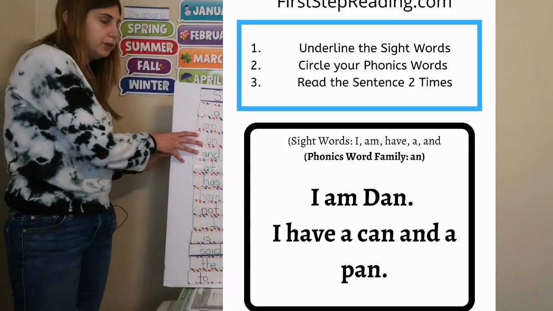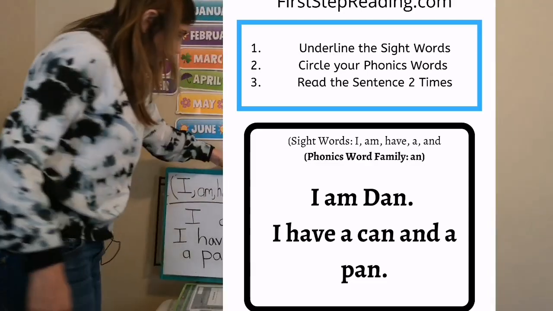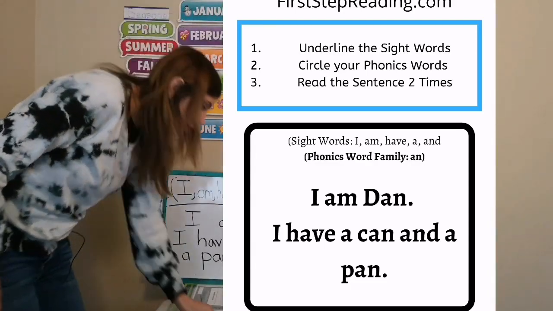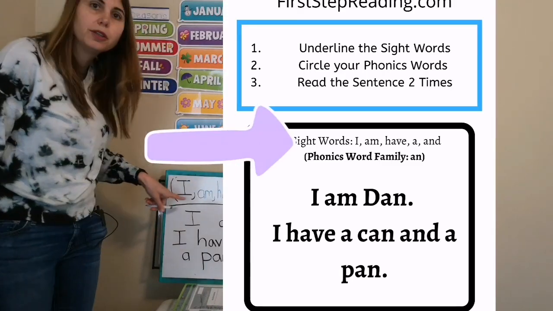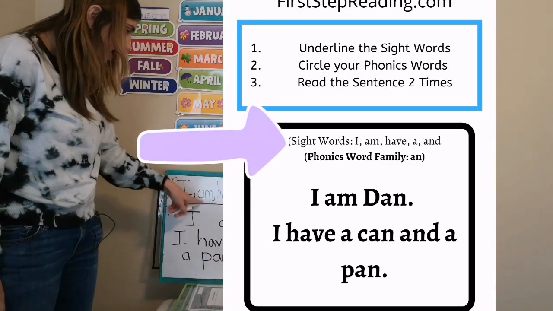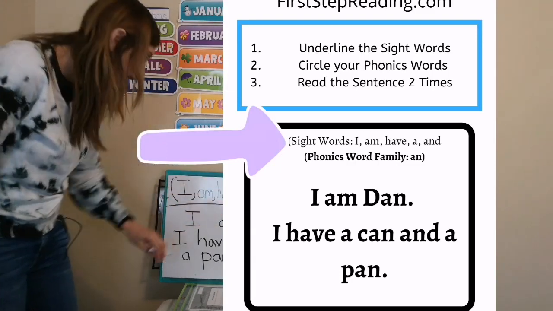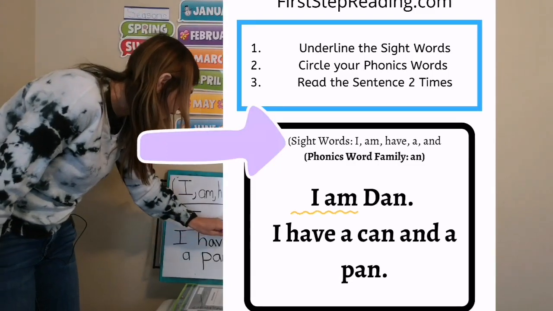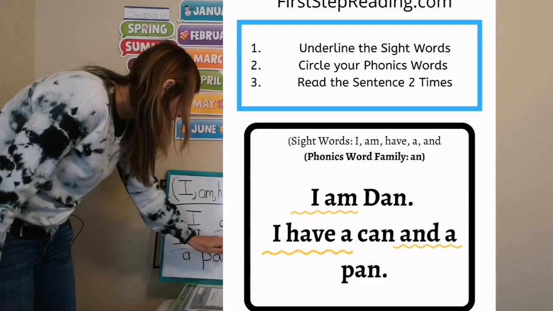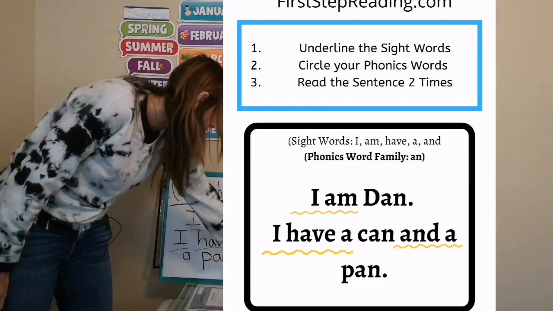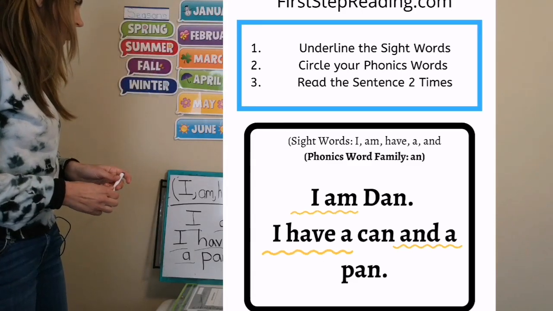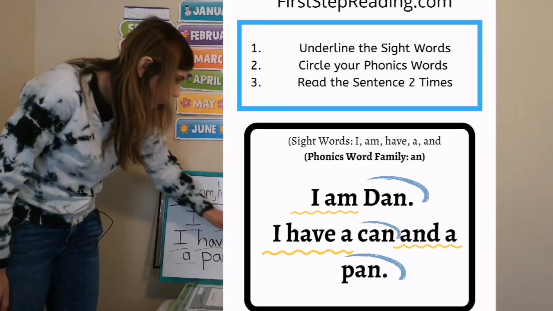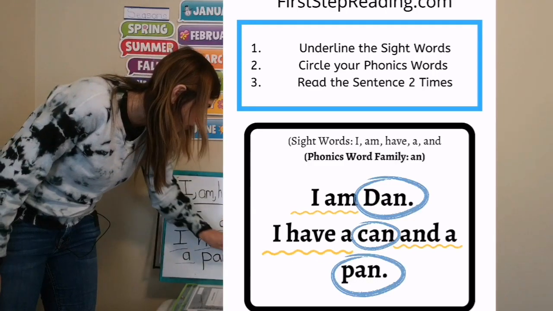Okay, now we're going to move on to reading. So for reading, step 1 is underline my sight words. These are the words I should know by heart. I am, have, a, and. And circle my phonics words. These are the ones I should sound out.